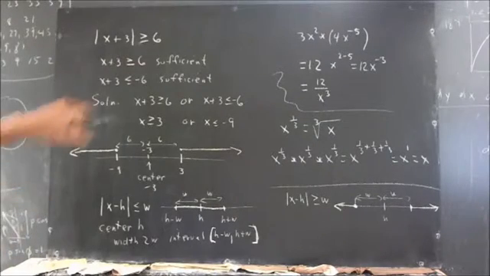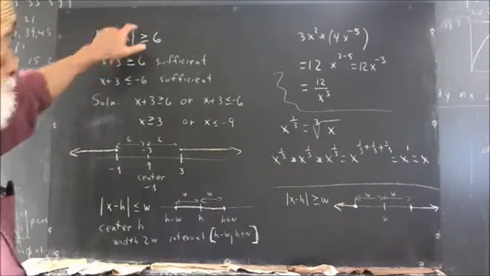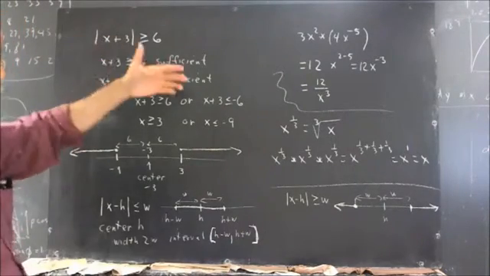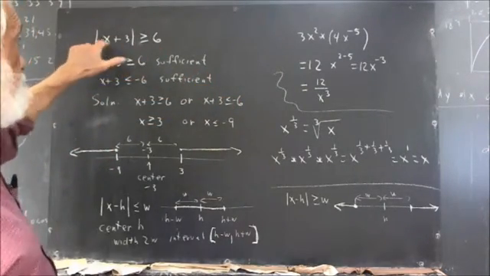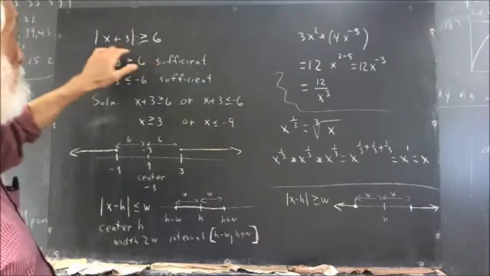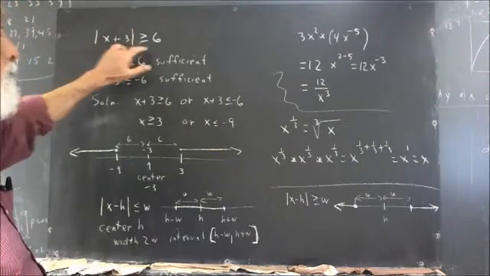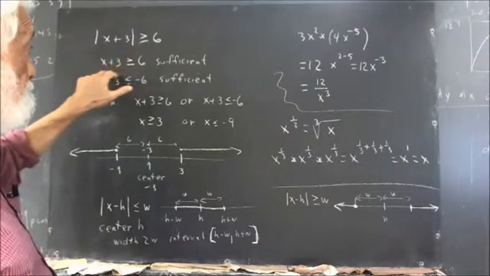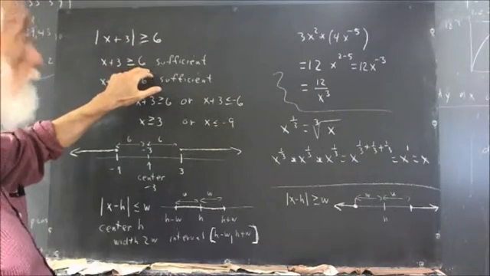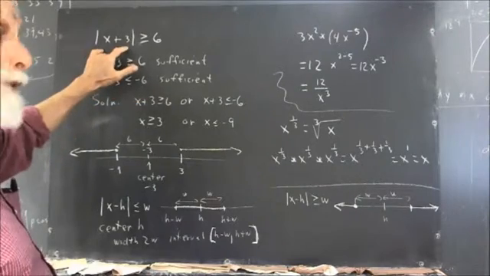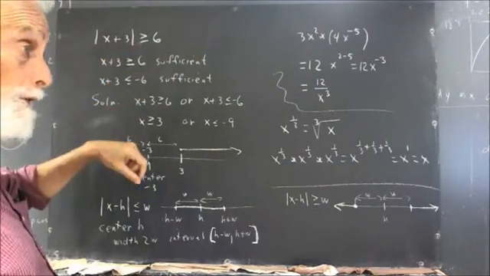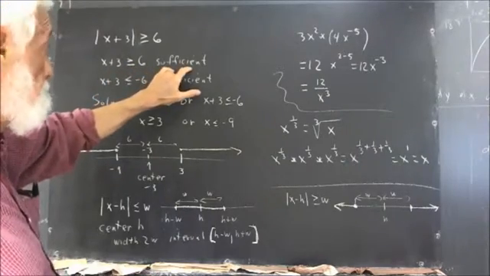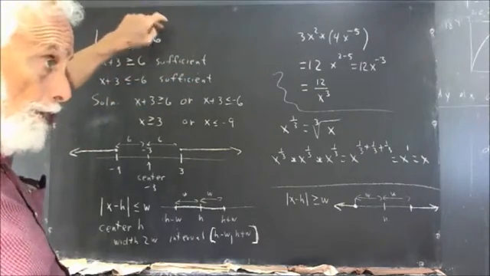Now, if our inequality is absolute value of x plus 3 greater than or equal to 6, then what condition has to be satisfied by x plus 3? Well, first of all, if x plus 3 is greater than or equal to 6, then for sure the absolute value of x plus 3 will be greater than or equal to 6. So x plus 3 greater than or equal to 6 is sufficient to satisfy this condition.